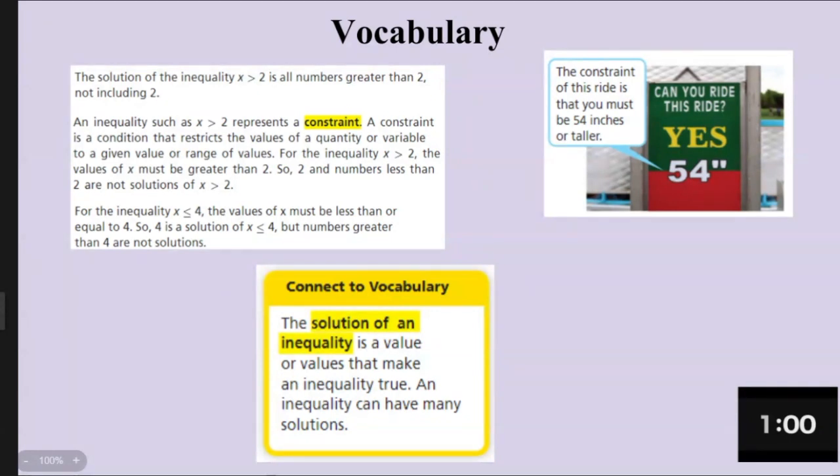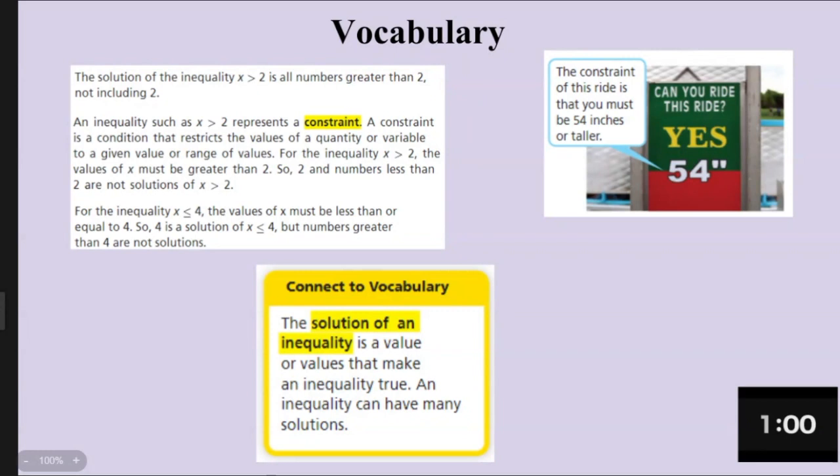All right. So for instance, in the above case, if x is greater than 2, the solution to that inequality could be the number 3, or it could be the number 4, or it can be 2 5/10, right? So we're seeing that an inequality can have many solutions.